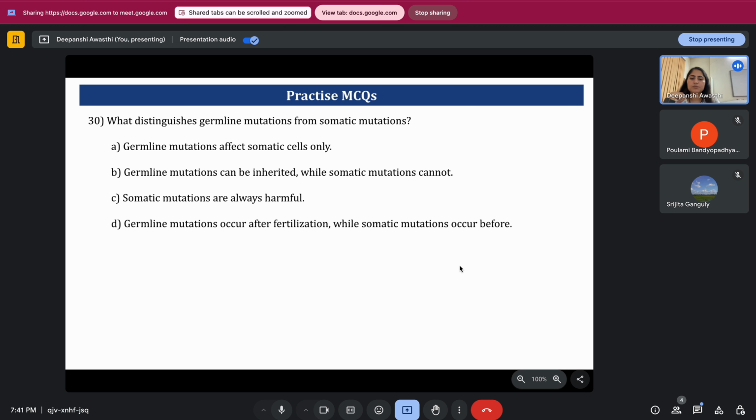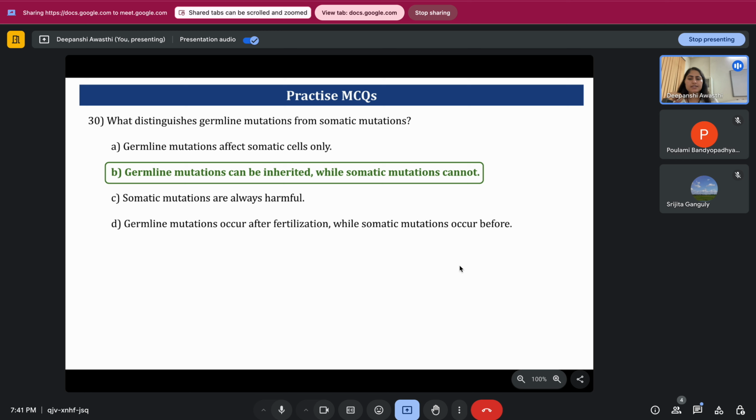Okay, so you mentioned option B. Yeah, option B is right because germline mutations happen in the germ cells and they can be inherited, while somatic mutations cannot be inherited, as they occur in cells other than the germ cells. So they are generally not passed on to other generations. And we cannot say that germline mutations affect somatic cells, because they affect germ cells.